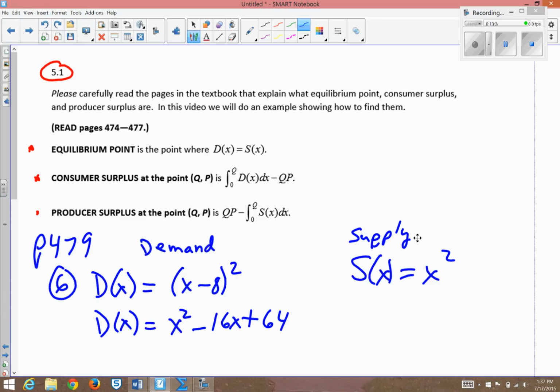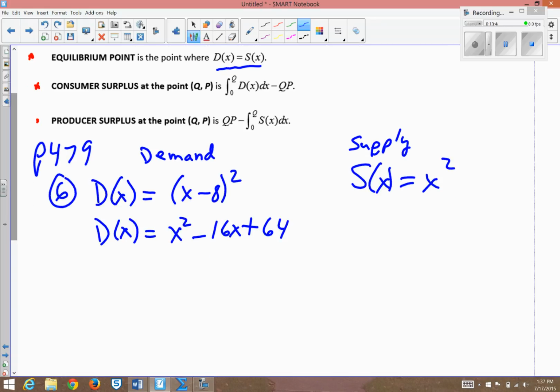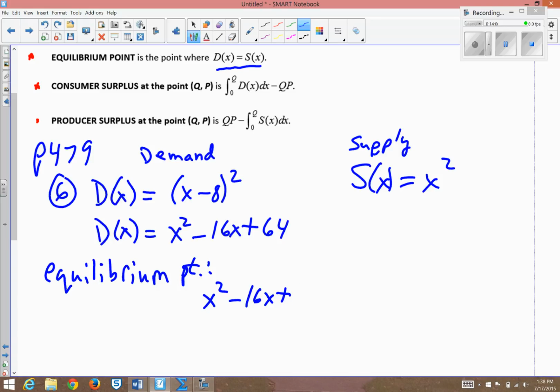Part A says find the equilibrium point. Equilibrium points are where d of x is equal to s of x. So we set these equal to find the equilibrium point. We set the demand, x squared minus 16x plus 64, equal to the supply.